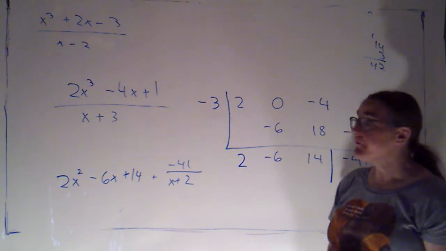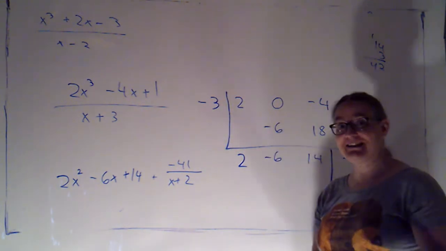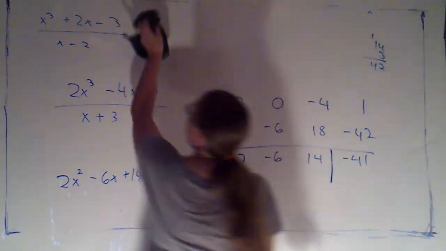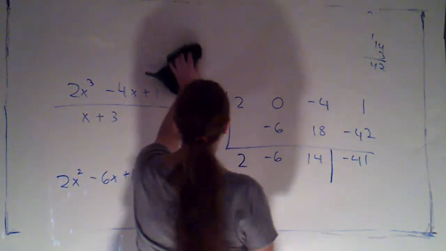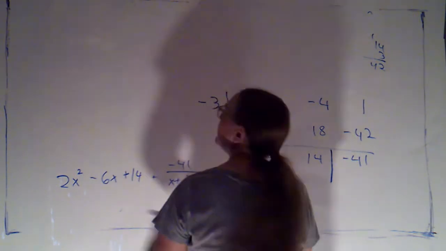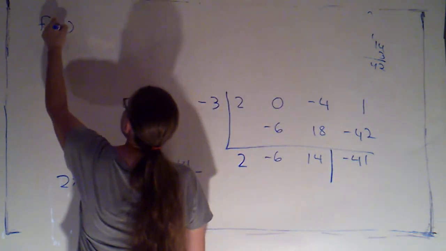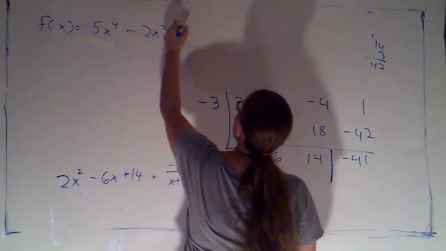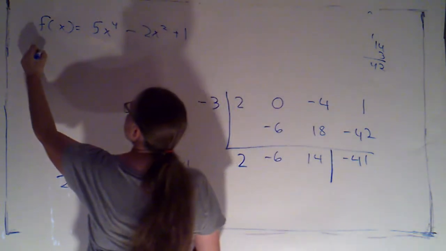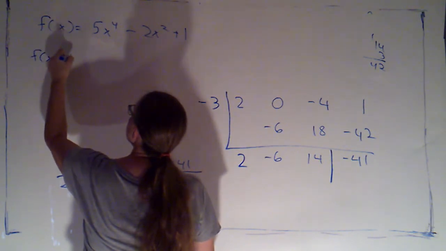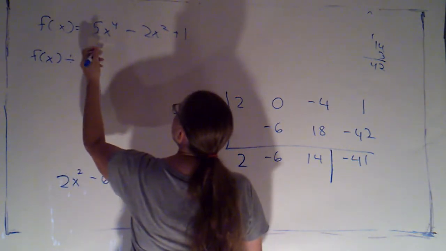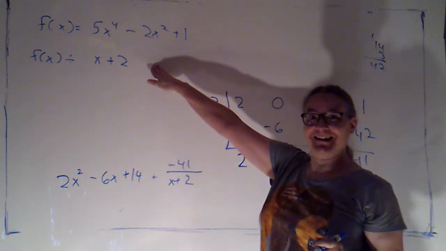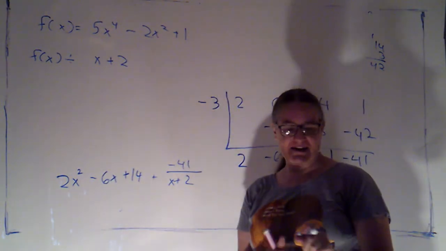All right, I'm going to give you folks a problem to try before you tune in to the next video. I want you to do this one using, again, synthetic division. Okay, so let's say f of x is 5x to the fourth minus 2x squared plus 1. And I want you to do for me f of x divided by x plus 2. Try that using synthetic division. We'll go over that at the beginning of the next video.